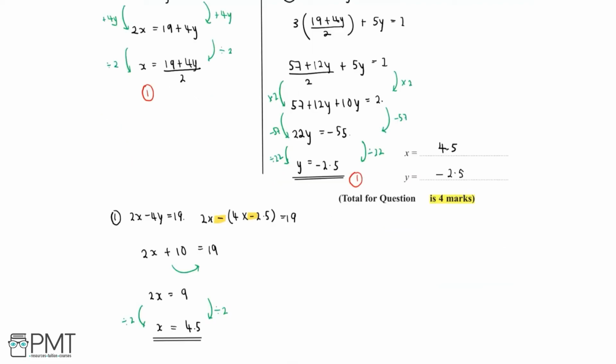The third mark was for substituting the value of y into either of the 2 equations to find the value of x. And the fourth and final mark is for getting the 2 correct values, that x is equal to 4.5 and y is equal to minus 2.5, allowing us to get the full 4 marks needed in this question.